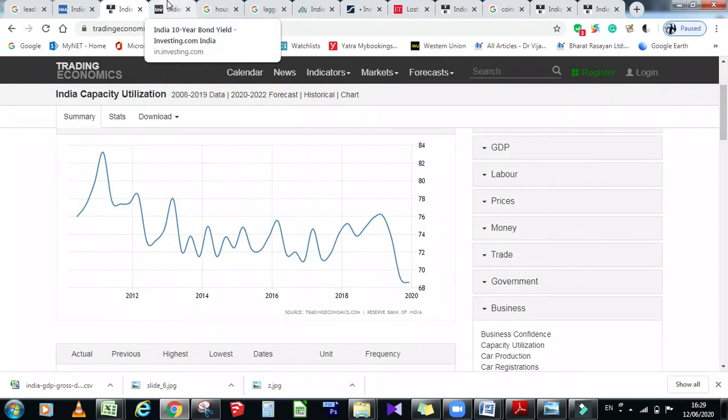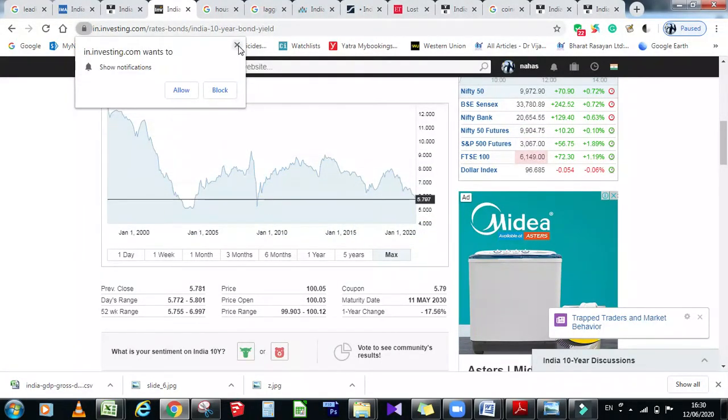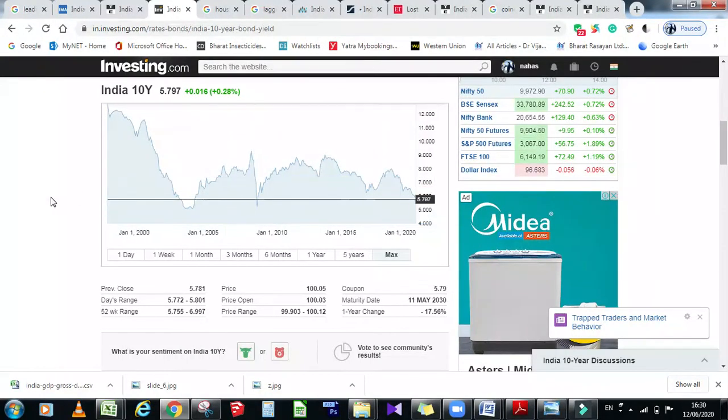And the third indicator is the bond provided by RBI. In this we can see right now it's 5.7. Bond means if RBI wants some cash, they will release a bond and collect cash. So if you buy their bond today, in 10 years you will be getting 5.7% interest on their bond.